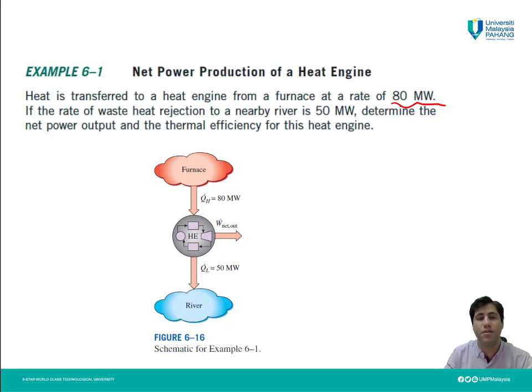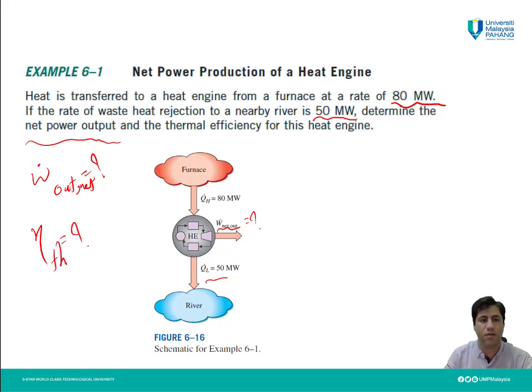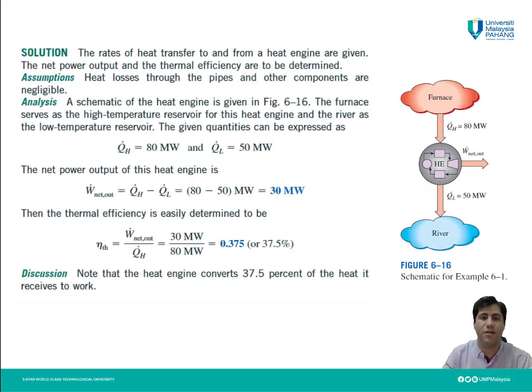If the rate of waste heat rejection to a nearby river, or Q dot L, from the heat engine is 50 megawatt, we need to determine the net power output, W dot net out, and also the thermal efficiency for this heat engine. How much is the thermal efficiency of this heat engine? According to this schematic, everything will be much easier.